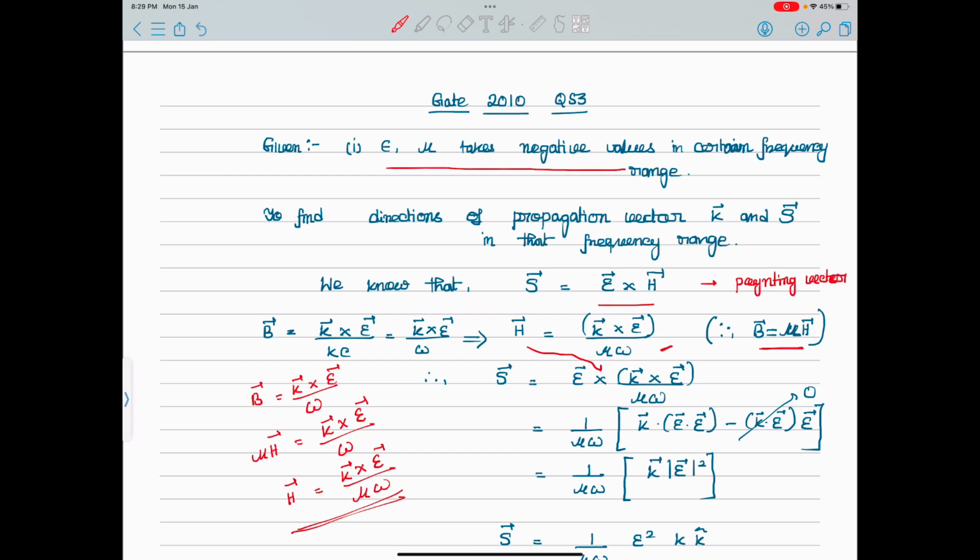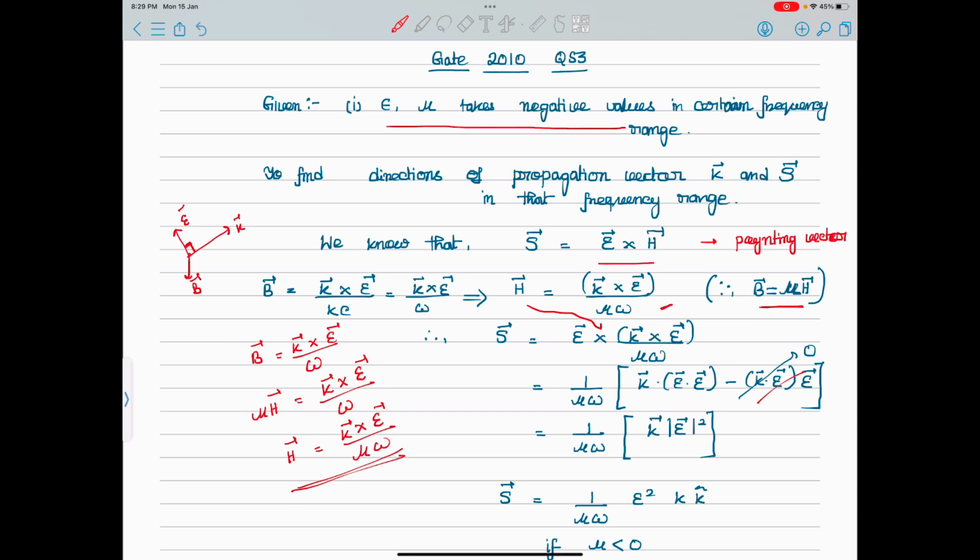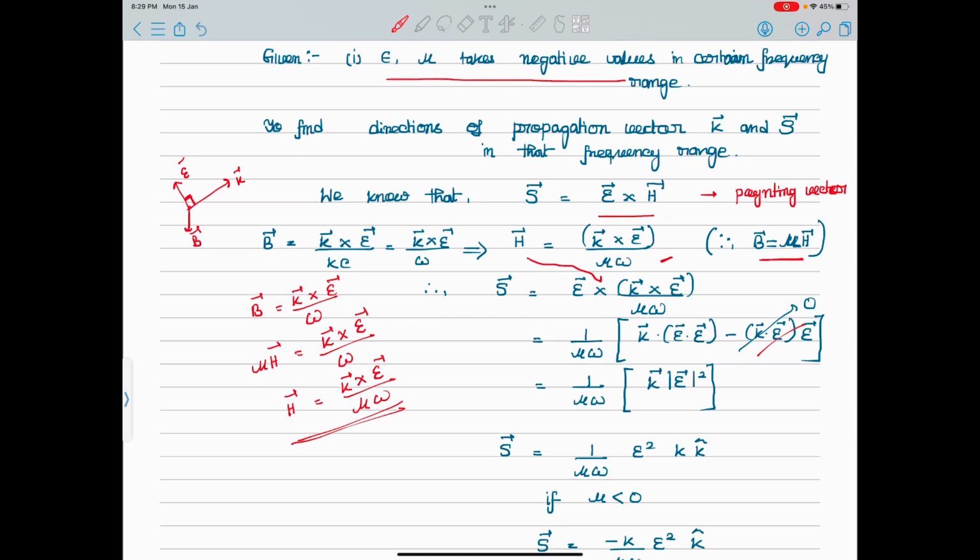Now we know that in electromagnetic wave propagation, the wave propagation is always in a direction perpendicular to both the electric field as well as the magnetic field. So E cross B results in the wave propagation. Therefore K dot E, in between K and E there is 90 degrees. So K dot E will be 0 because in a dot product, cos theta comes between K and E, and theta is 90 here. So this is gone. What we are left with is E dot E, which is the magnitude of E whole square. So it is K mod E square, and S comes out to be 1 upon mu omega K E square.